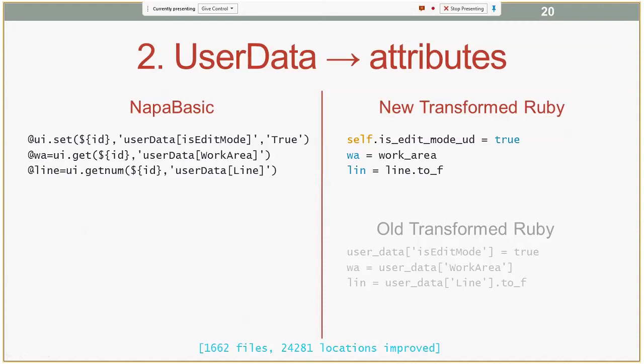But what we really want is just attributes. I mean, here we really want the widget to have a work area attribute or line attribute, and now we have that. So now setting user data is edit mode is converted just to setting the is edit mode attribute to true. Now, in some cases, we still keep this kind of UD extension here in order to not have a name conflict with some other attributes. But in some other cases, we can even eliminate that, and this complex thing of getting the number, getting the line, is just the attribute line.